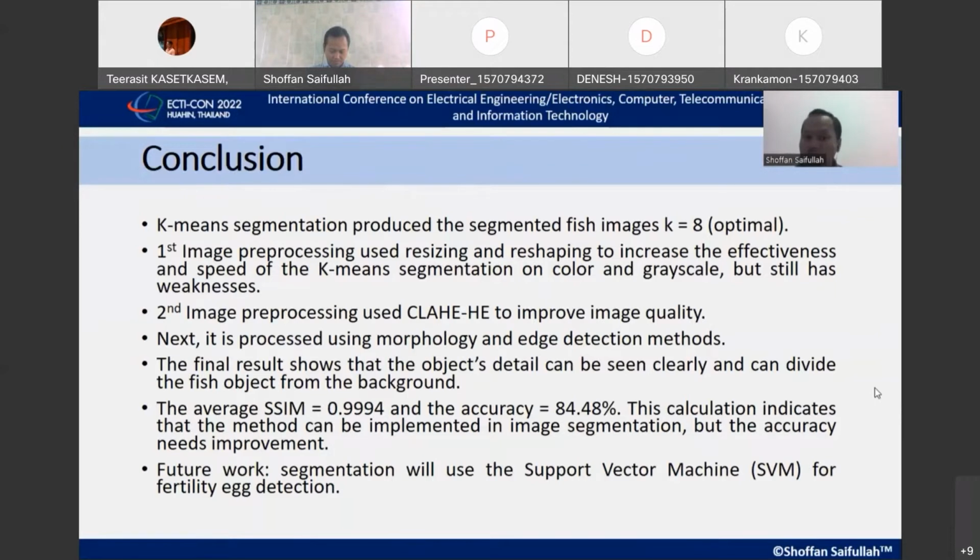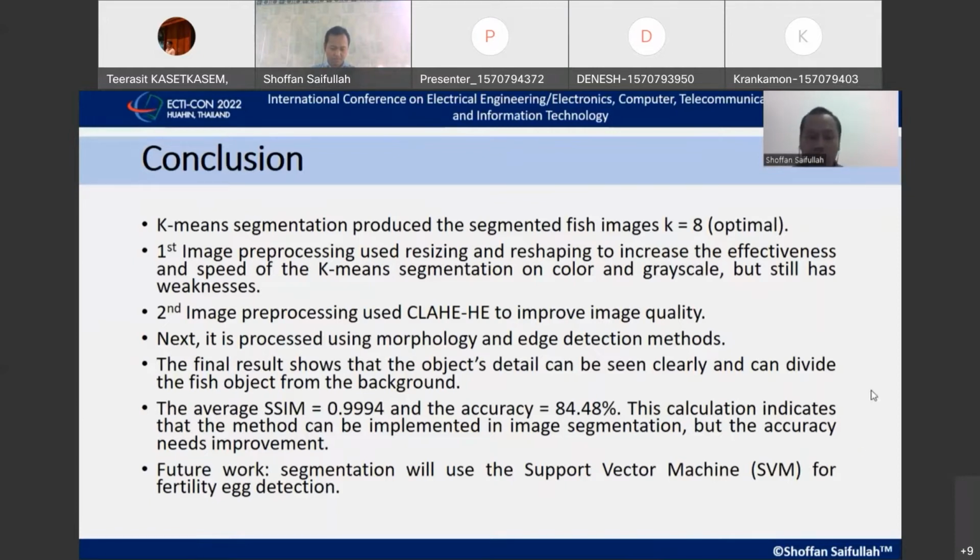So it should be processed by the second image preprocessing, using the GLHA to improve the image quality. The next is the process using the morphology and extraction method. The final result shows the object detail can be seen clearly and can divide the fish object from the background. The SSIM is more than 0.99, and the accuracy is more than 84%. So this calculation indicates that the method we implemented in this research works for image segmentation, but the accuracy needs to be improved.